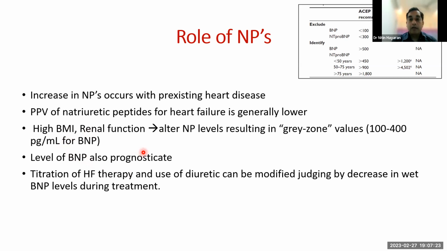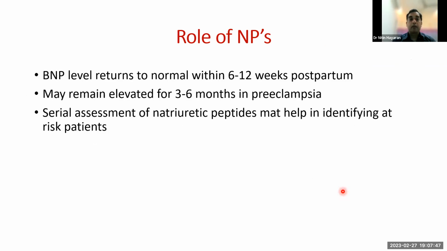The level of BNP, as in normal patients, also prognosticates. The higher the values, the more severe is the failure, and the titration of therapy can be guided with these values also. The titration of heart failure therapy, such as diuretics, can be modified by judging the decrease in BNP levels during the treatment. These natriuretic peptide levels return to normal within 6 to 12 weeks postpartum.